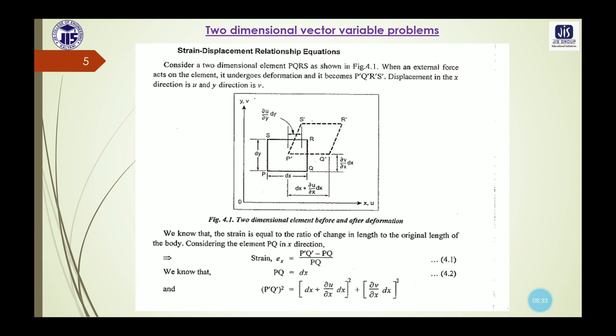Now from the diagram we can see that the length of PQ is actually dx, and P dashed Q dashed square, this is dx plus del u del x into dx, whole square, plus del v del x into dx, whole square. So this is P dashed Q dashed square.